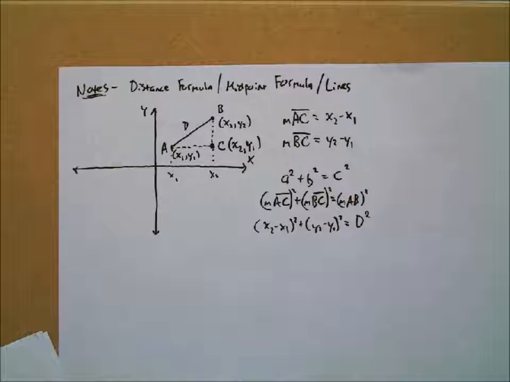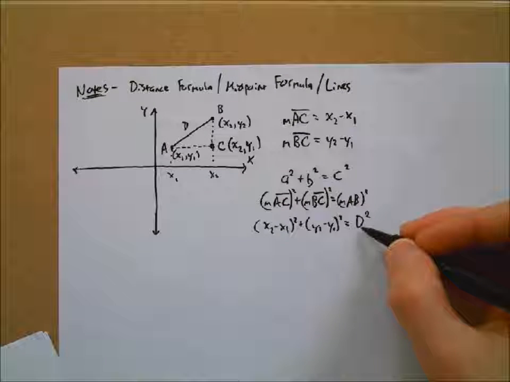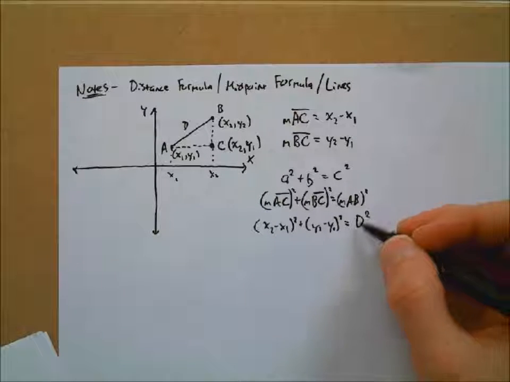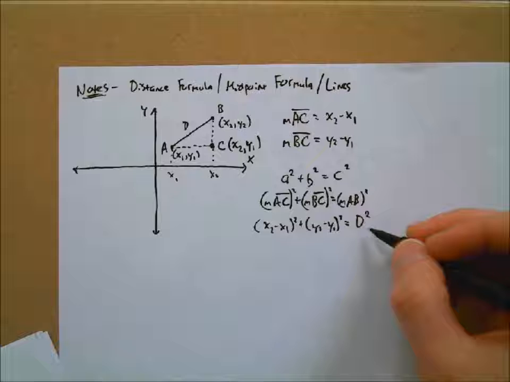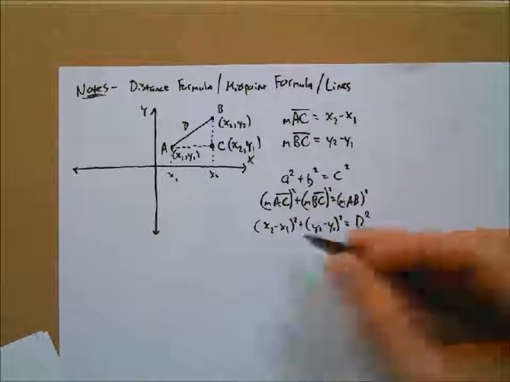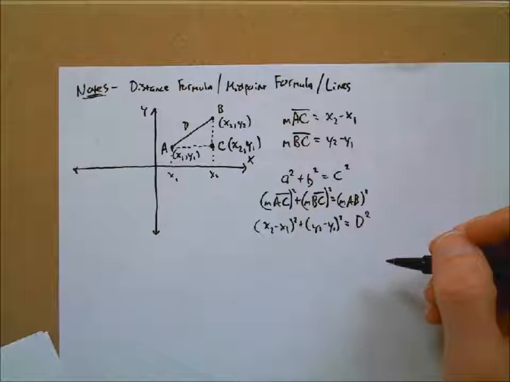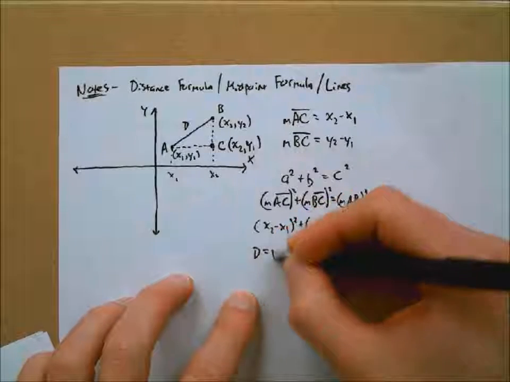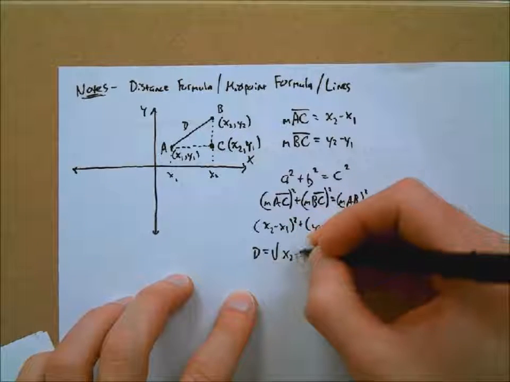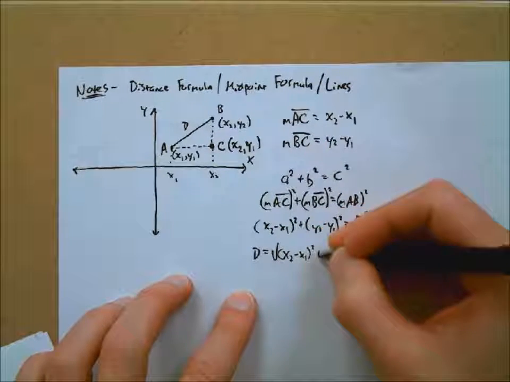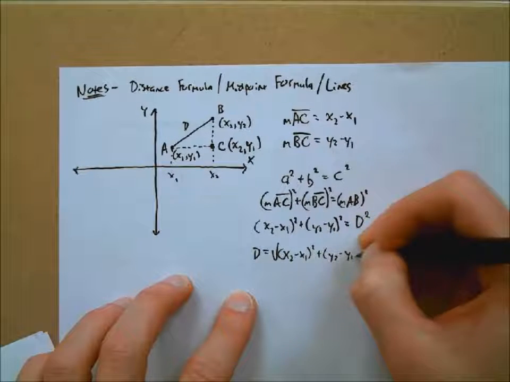Okay. But of course, we're not interested in what the distance squared is. We just want the distance. And so to simplify this, to get the distance by itself, what should we do to both sides of the equation here? Square root it, right? So D equals the square root of x2 minus x1, quantity squared, plus y2 minus y1, quantity squared.